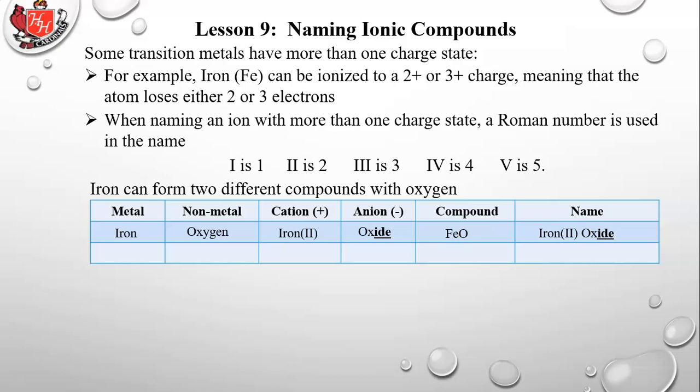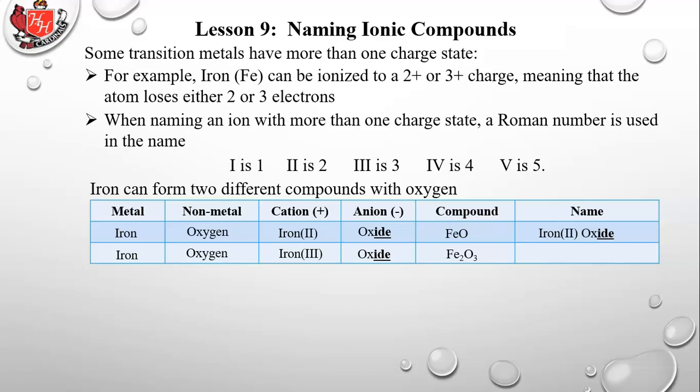Now, what if it was an iron(III)? Can that match up with oxygen? Yes, it can. Iron, oxygen. Now you have iron(III), so it's a 3+ charge. But oxygen can only have one charge, and that's a 2-. So you have a 3+ and a 2-. So what you have to have is 2 irons. That's 2 times 3+ gives you 6+, and 3 oxygens. That's 3 times 2- gives you 6-. So you end up with 6+, 6-.